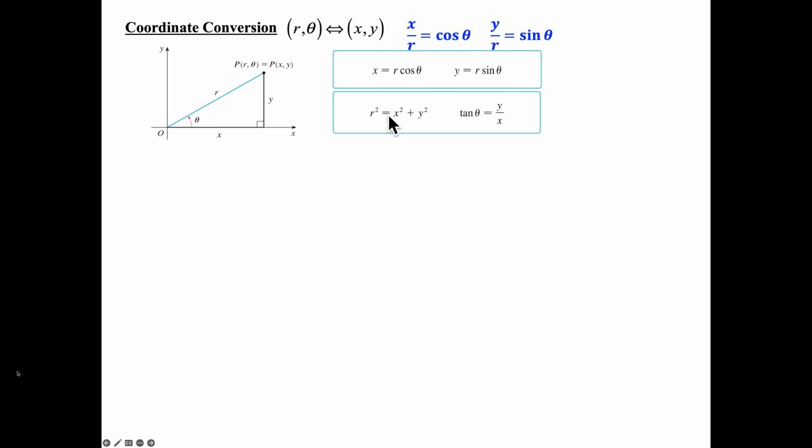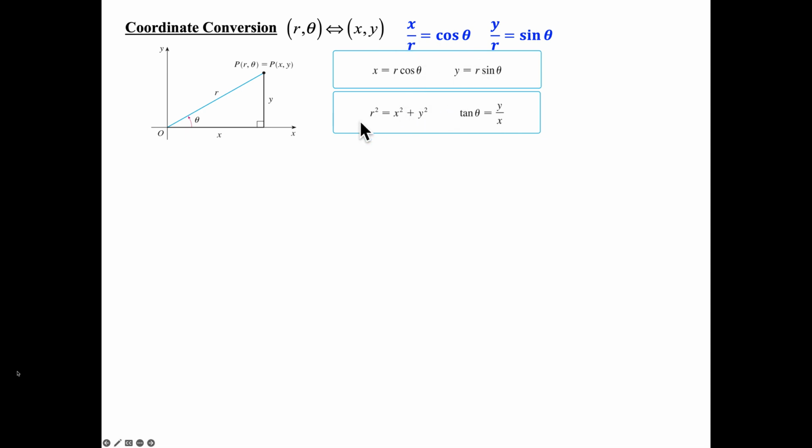R squared equals x squared plus y squared. I believe that's self-explanatory. There's your Pythagorean theorem. And tangent theta, we can't leave tangent out. Tangent theta is y over x. All right, so now if you look at these two, this is when you want to take rectangular and go to polar.